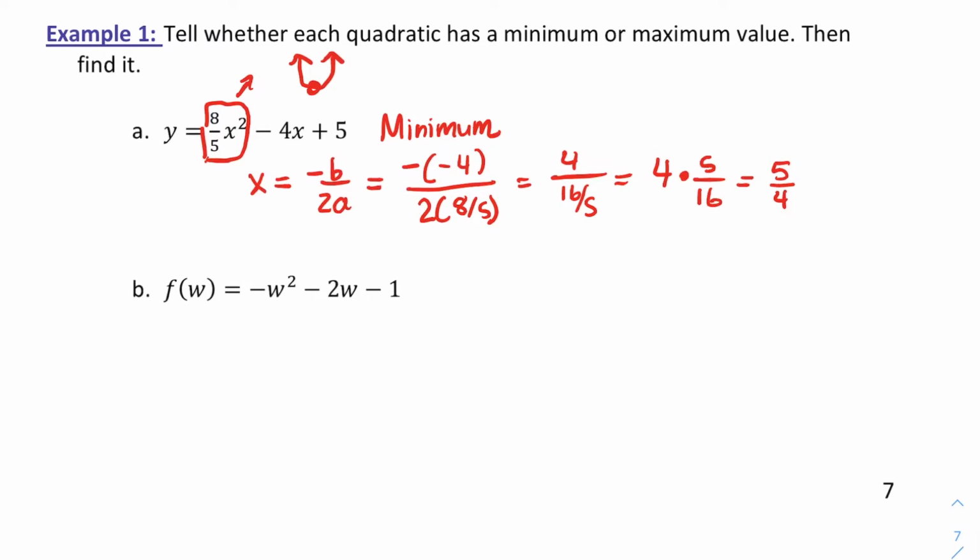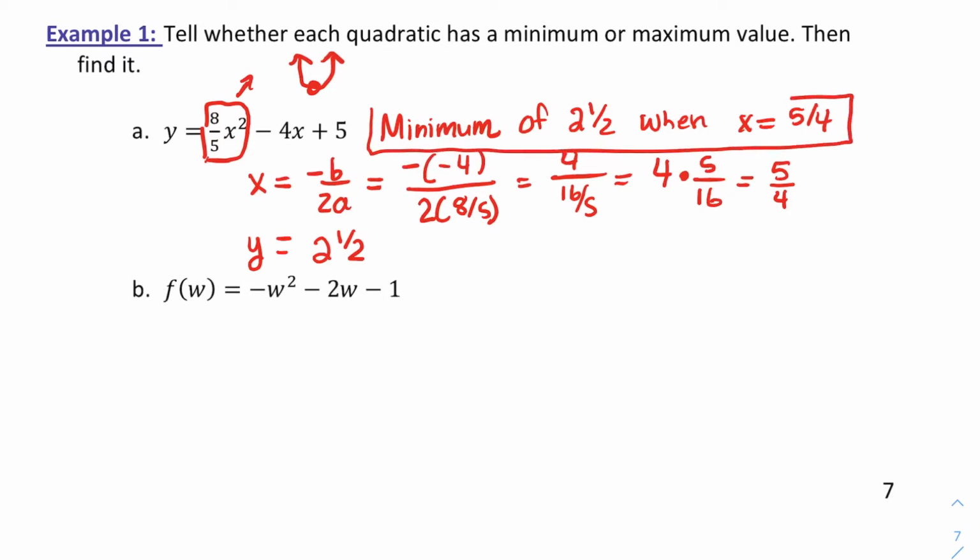So that's the x value of my vertex. My maximum or minimum is the largest or smallest output, so I need to find my y value. Plug 5/4 back in, and you get 2.5. So this one has a minimum value of 2.5, specifically when it's at the x value of 5/4.